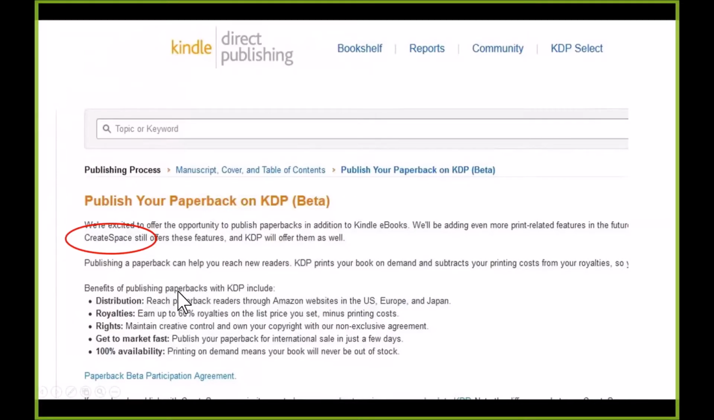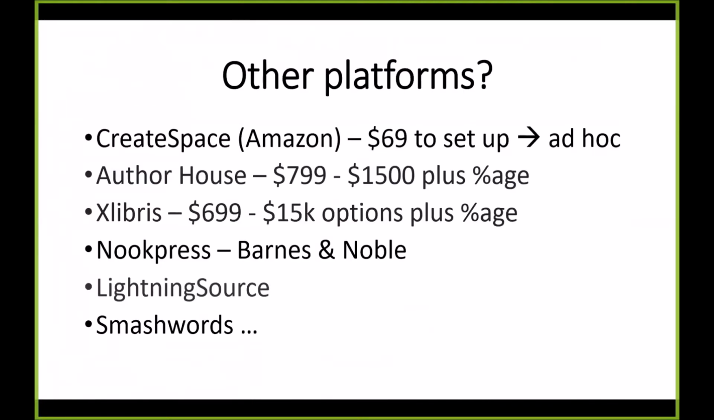So you can earn up to 60% royalties on the list price you set, minus printing costs. So Amazon wants 40%, they give you 60%. It's a pretty good deal, though. You don't have to put 1,000 books in your garage. So, other platforms for print books.